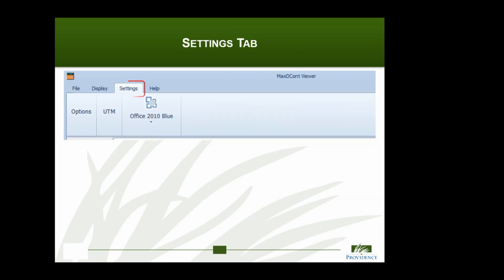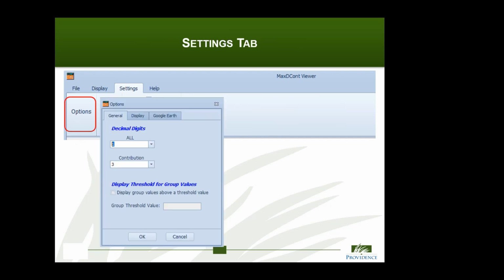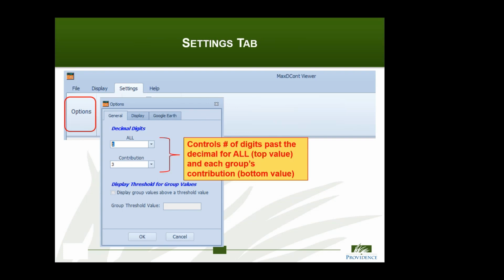So let's look at the third tab, which is settings. The first one here is options. Under options, we have another pop-up that has 3 tabs itself. Here in general, the first one is decimal digits. This will help you control the number of digits past the decimal for all sources, which will be the top value at each receptor, as well as each group's contribution, which will be the bottom value at each receptor.